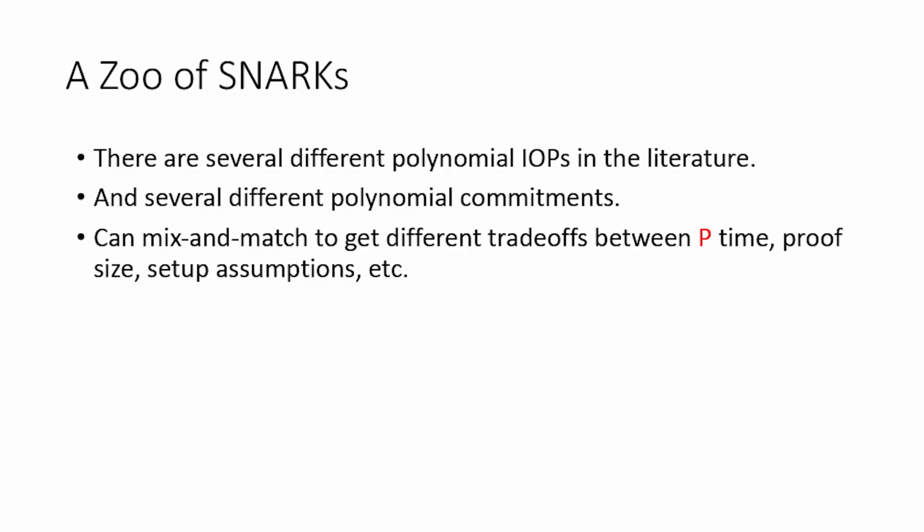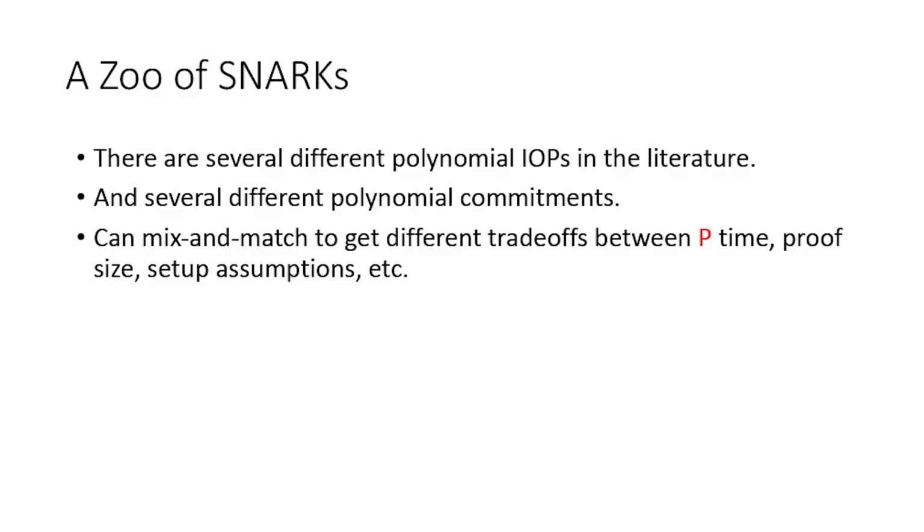Okay, so now that you know what a polynomial IOP is and a polynomial commitment, I can give you the taxonomy of SNARKs. Essentially, there are a bunch of different polynomial IOPs out there. There are a bunch of different polynomial commitments, and you can just mix and match the two with some caveats, but most polynomial IOPs will combine with most polynomial commitments. And any combination of the two gives you a SNARK with a different cost profile.